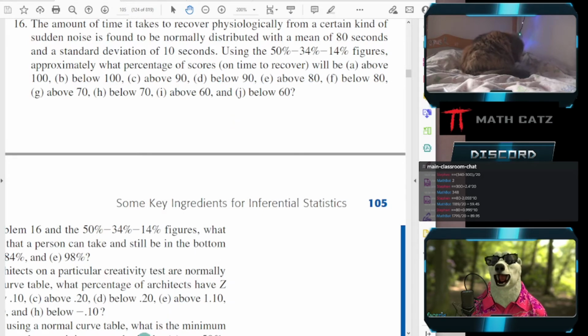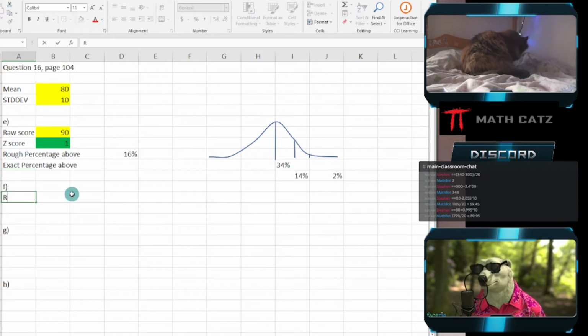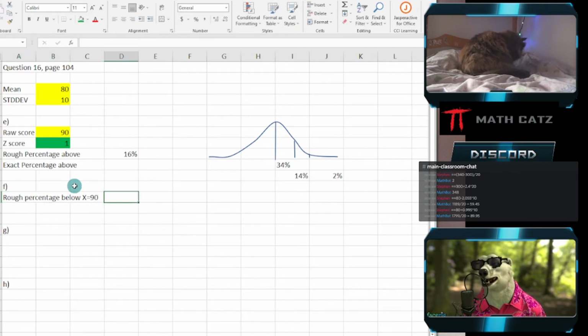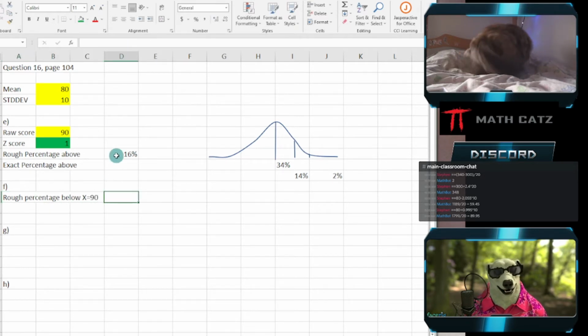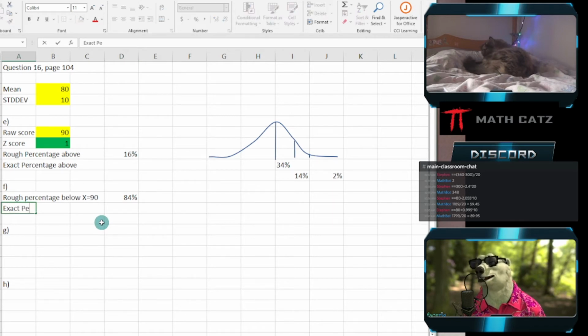Next up is below 90. I can very quickly answer that. Rough, I guess. We can just recycle the work done in E. Rough percentage below X equal to 90. Well, if 16% is above, then 84% will be below. And then we can do an exact one later.